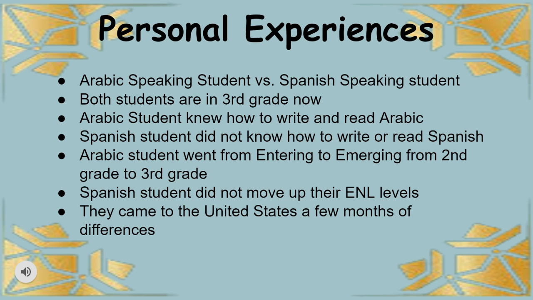The Arabic speaking student moved from an entering ENL level to an emergent ENL level at the end of second grade. She knows how to read and write in Arabic. Some words were harder for her to pronounce and tap out due to the differences in languages. However, her understanding of the language increased highly. As for the Spanish student, she did not go up any ENL levels, nor did she go up any reading levels. Her writing also did not improve, and her understanding of the English language did not improve as well. It was very hard to communicate with her in English.